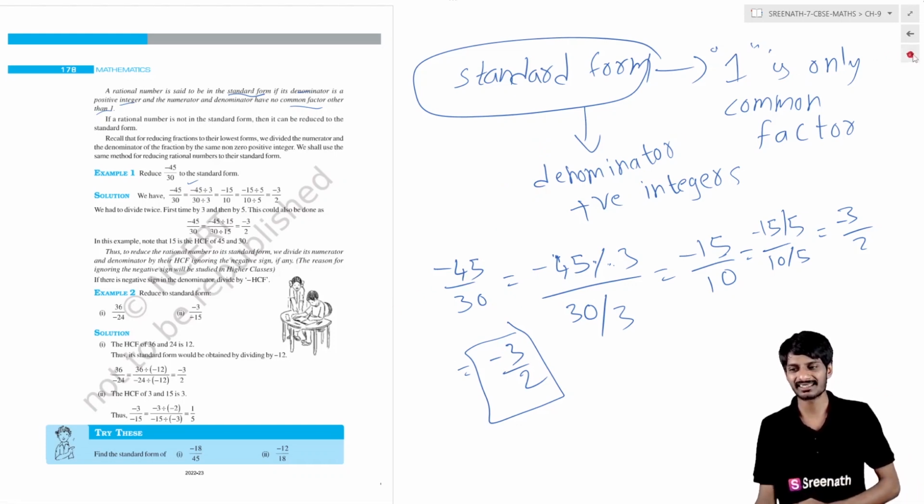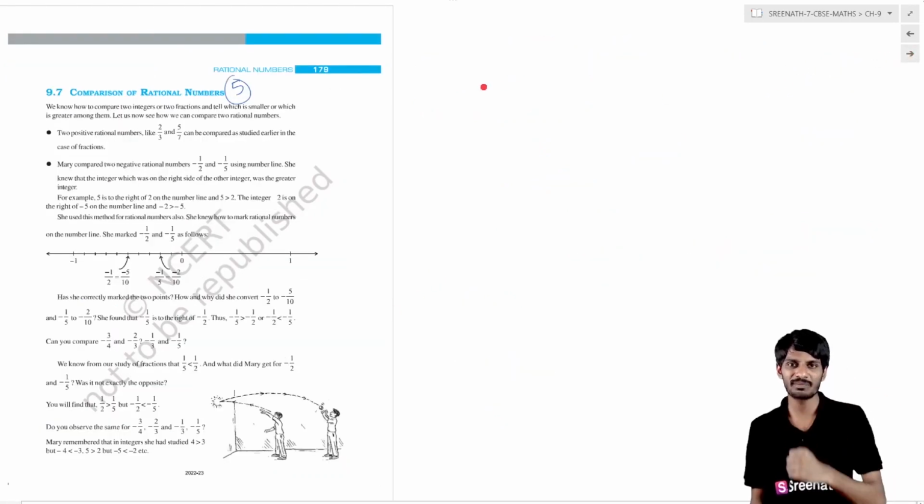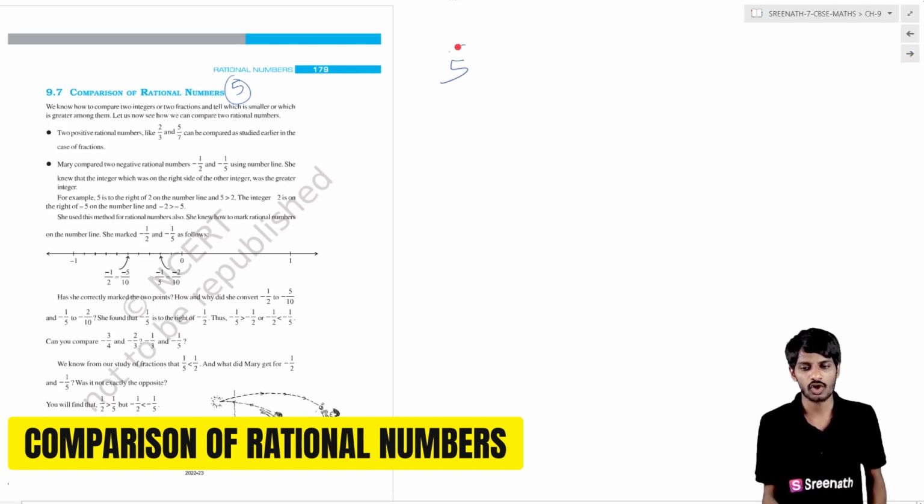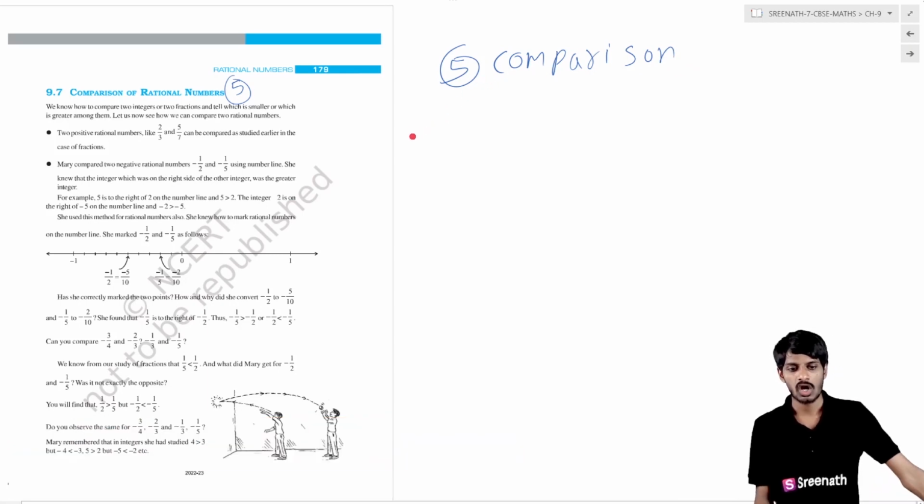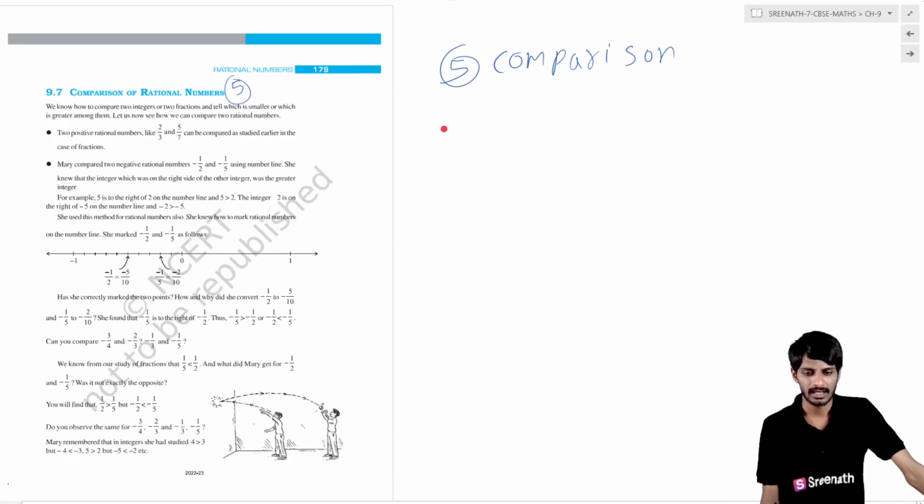That's it, students. We have completed the 4th topic. Now we are entering the 5th topic, that is comparison of rational numbers. How will we compare rational numbers? Basically, suppose we have to compare 2 by 3 and 5 by 7.